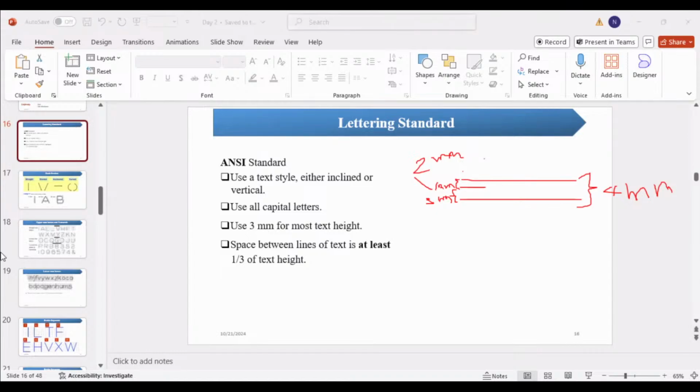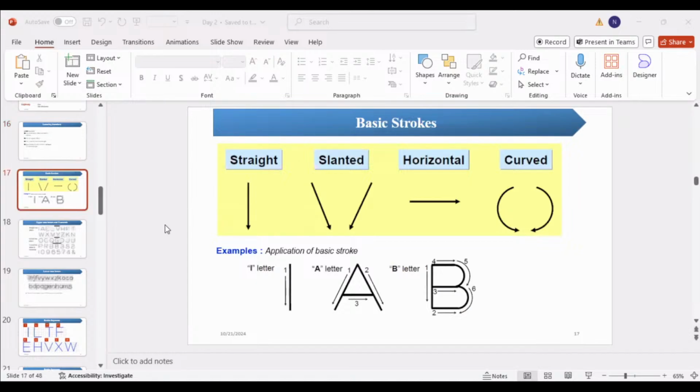Okay, let's continue. So I'm going to clear this one. Then the basic strokes. So first one is the straight one, which can be drawn downward. Then the slanted one, drawn at an angle. There are lines. Okay. So from like this.